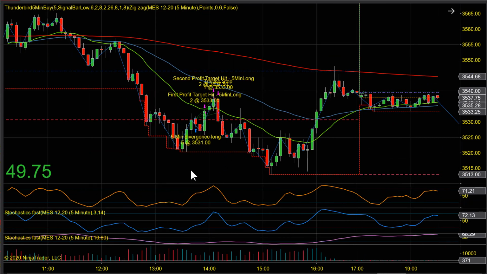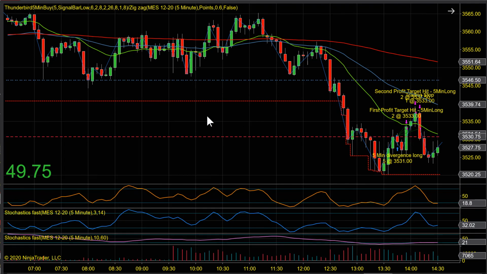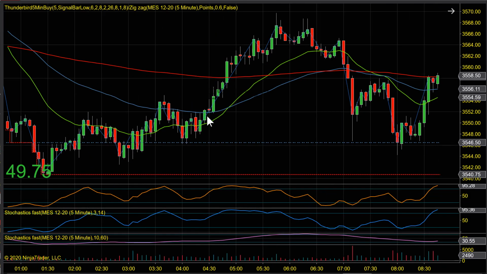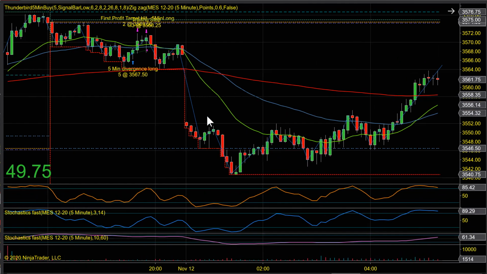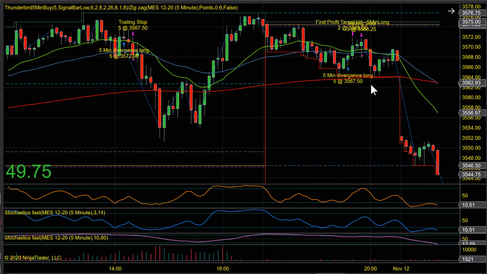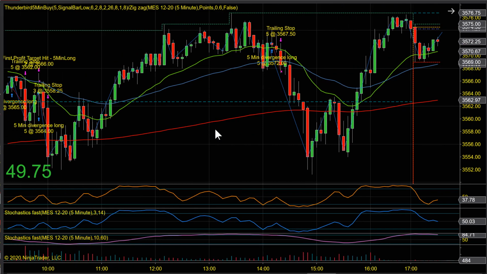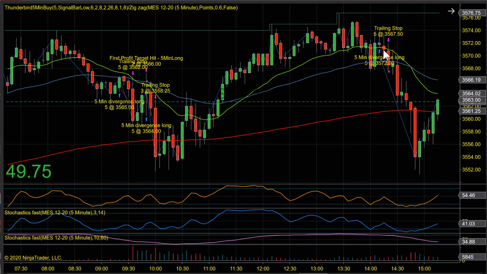Let's scroll back here. Oh, look at this. And again, you're going to get the bigger moves. Here's a beautiful divergence. Profit 1, 2 on the way up. Here we go, another nice pullback in a 5-minute divergence, and you get a nice move up here. Profit 1, and the trailing stop comes right up after it. This one looks like it did stop out.